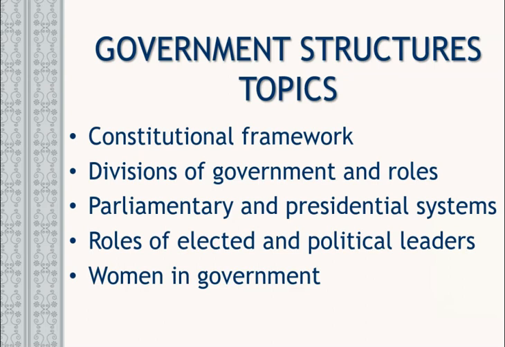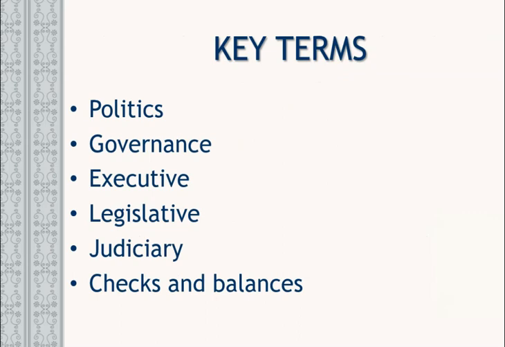Some of the key terms that you'll be using or understanding in this particular chapter. You'll learn what politics is, the nature of politics, the nature of governance, what the executive is, the role of the executive, the legislative branch and the judiciary branch, and the checks and balances that are in place to make sure that not one branch can overtake the other branches or usurp power over the other branches.